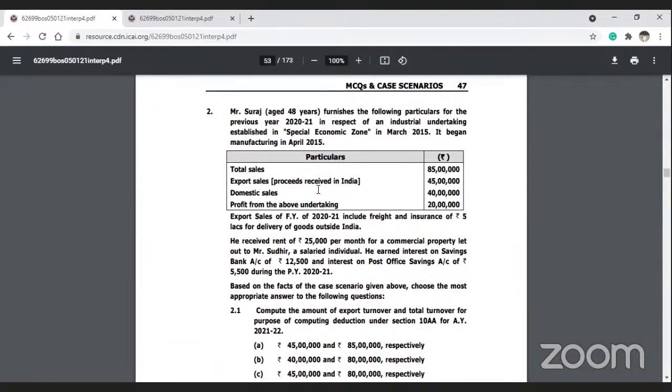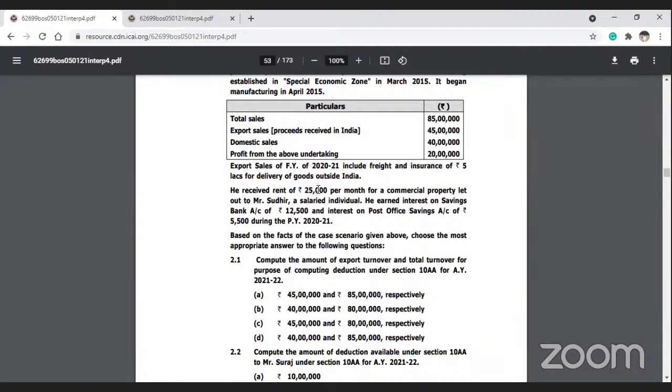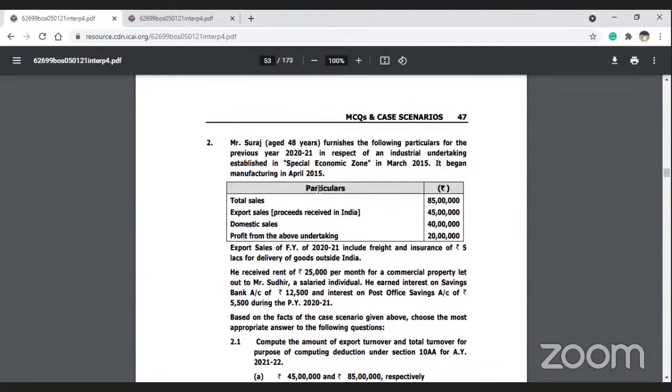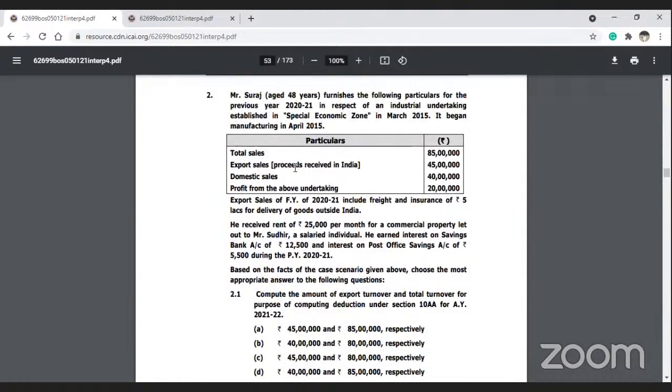First one, compute the amount of export turnover and total turnover for purpose of computing deduction under section 10AA for AY 21-22. So they have asked us export turnover and sales turnover. Export turnover is 45 lakhs and total turnover is 85 lakhs. So we'll exclude 5 lakhs freight and insurance from the above. So that will be 40 lakhs and 80 lakhs respectively.